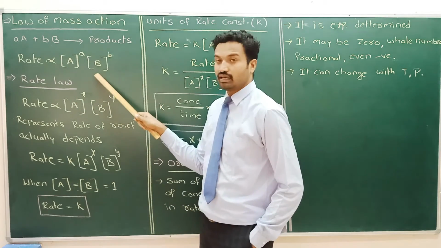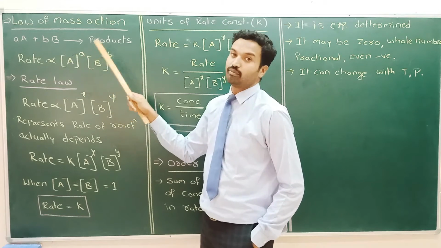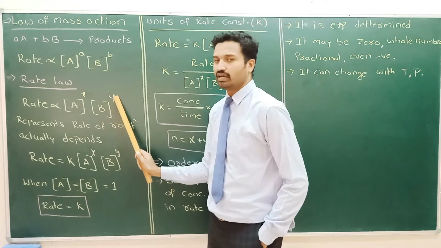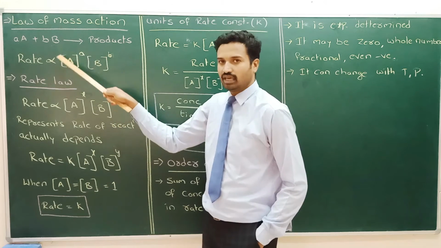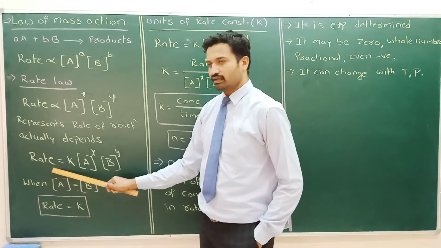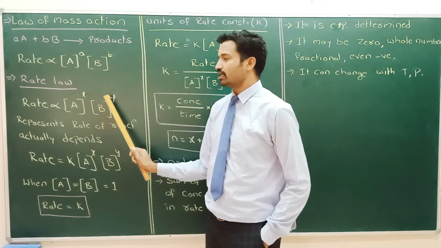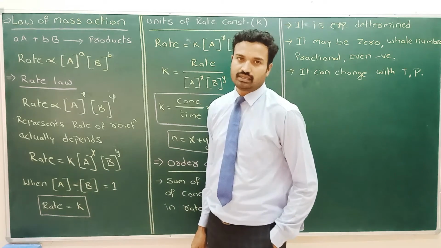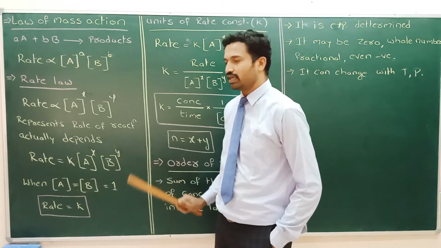This is theoretical, but experimentally it may depend on concentration of A to the power of a, or it may not depend. So we should take x and y instead of a and b. So x and y are experimental values, a and b are theoretical values. The a and b values are from the equation, the x and y values from experimental data. Now the rate of reaction is proportional to concentration of A, concentration of B to the power of x and y. Here rate is equal to K, and K is called rate constant, times concentration of A to the power of x, concentration of B to the power of y.